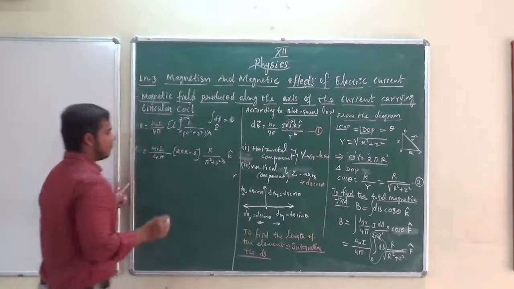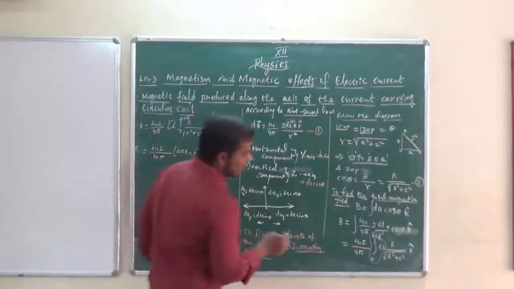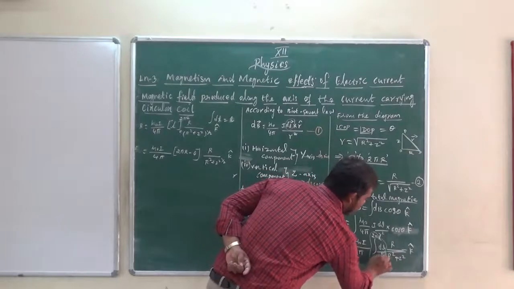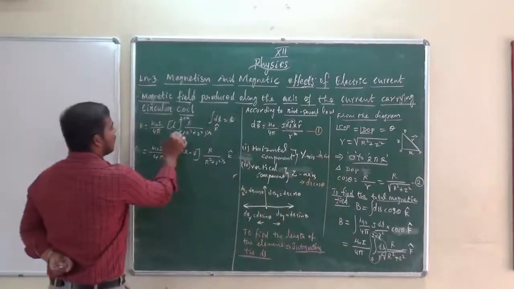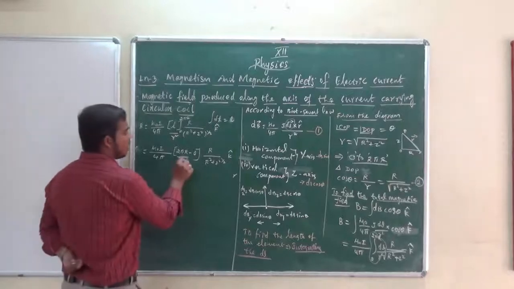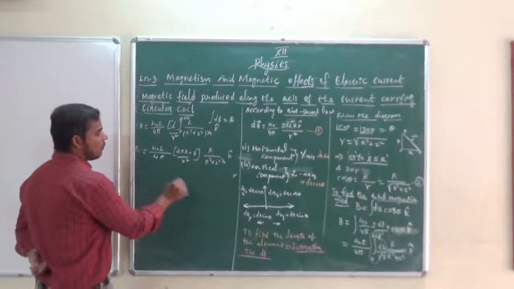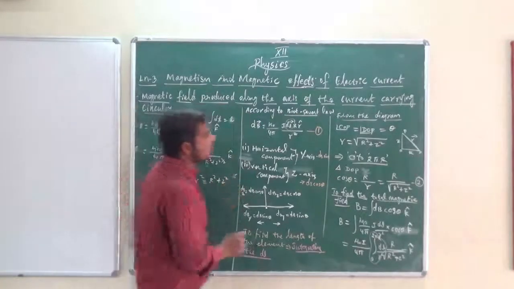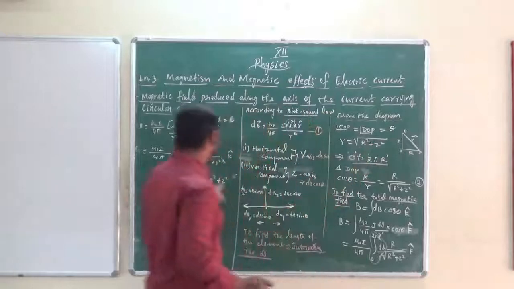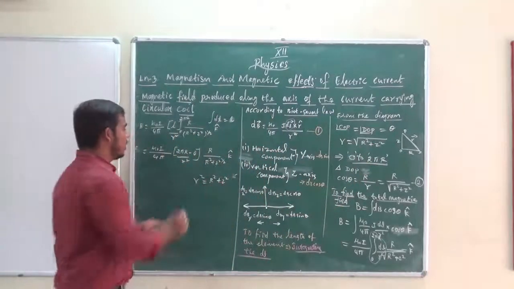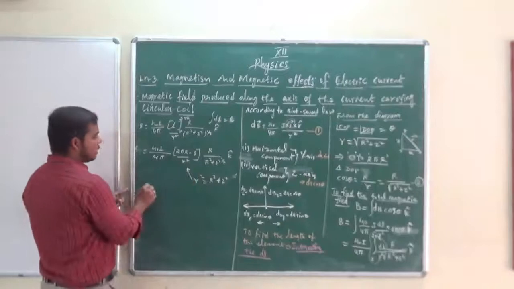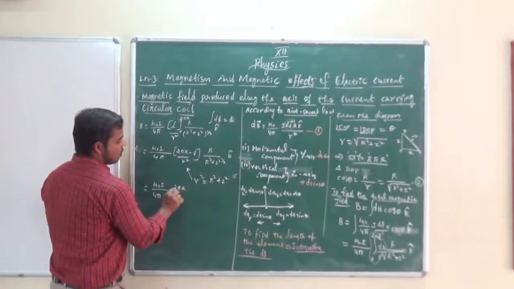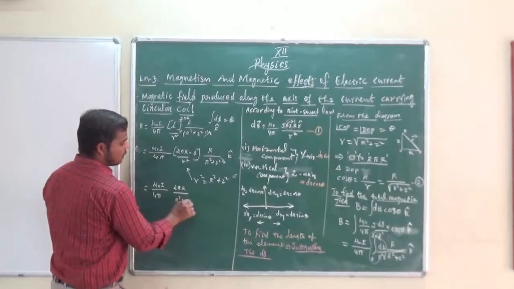Then one more factor is there, isn't it? Here we have r square in dl by r square, so here also L by r square. How do we find r square? Using the Pythagoras theorem from the diagram, r is root of r square plus z square, so r square means r square plus z square. Substituting this r square value: mu naught I divided by 4 pi, 2 pi r divided by r square plus z square.